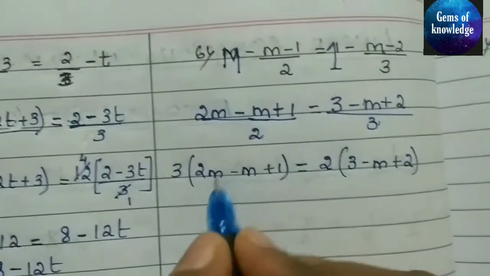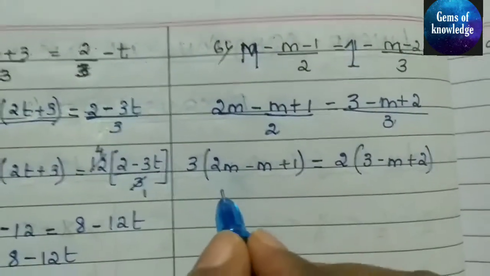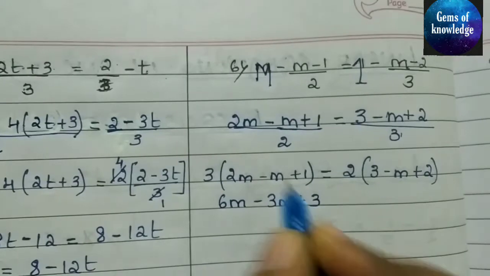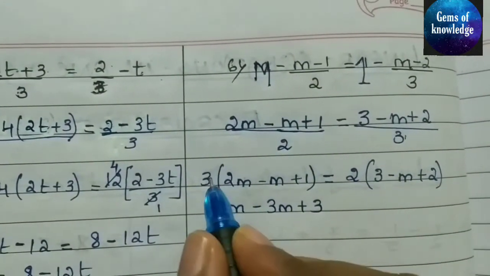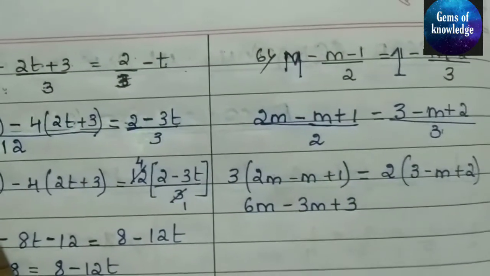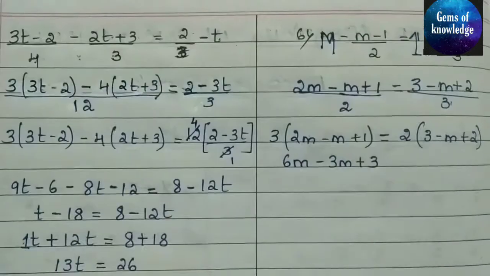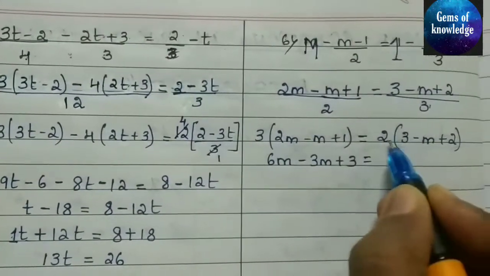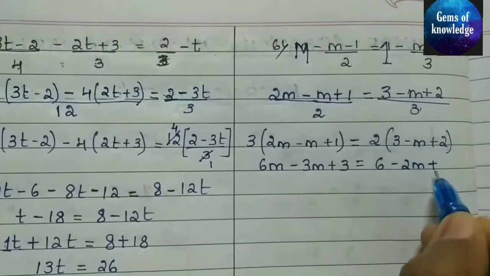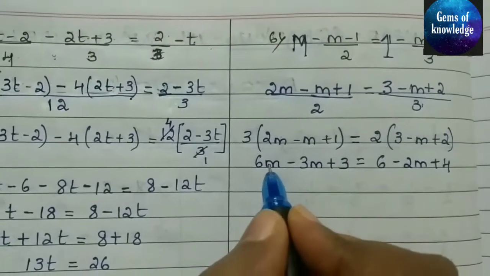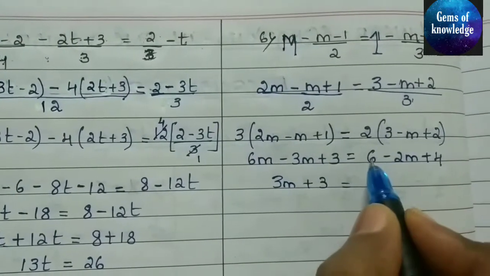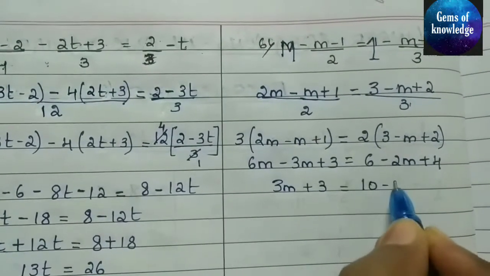Okay, so next what we can write is 3 into 2m, that will become 6m minus 3m plus 3. Okay, see, 3 into 2 is 6m minus this minus, and 3 into m is 3m, and plus 3 ones are 3. So which is equal to 2 into 3 is 6 minus 2m plus this is 4. Okay, next 6m minus 3m is 3m plus 3, which is equal to 6 plus 4 is 10 minus 2m.